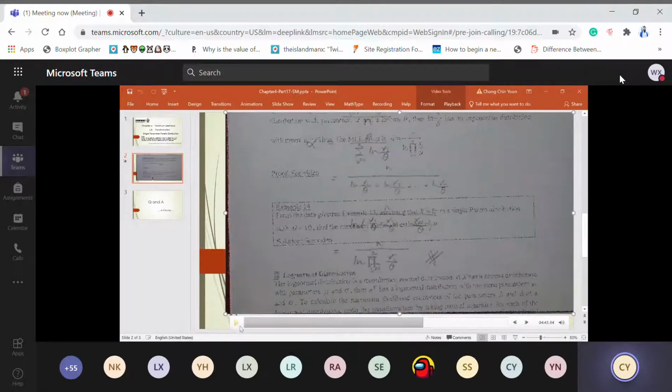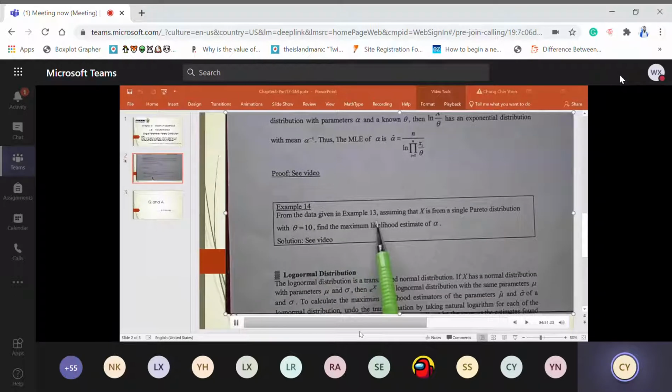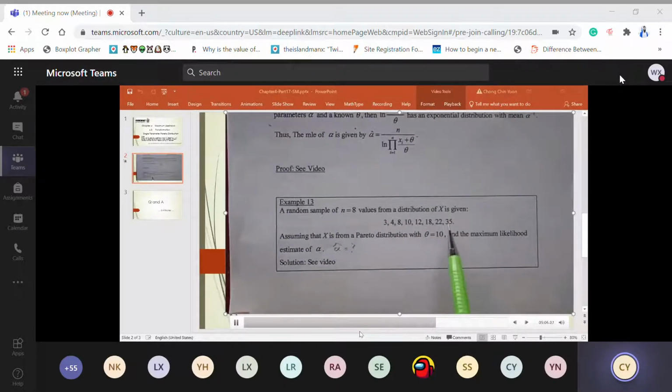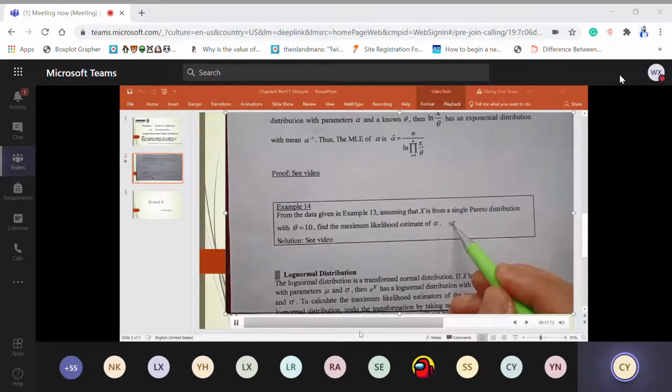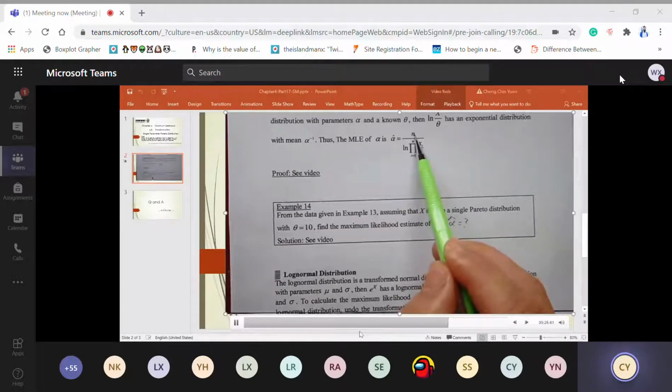So the example also I will skip. Example 14. From the data given in example 13, assuming that x is from a single parameter Pareto distribution with parameter theta is 10, find the maximum likelihood estimate of alpha. So from example 13, we have these 8 observations. And from these 8 observations here, we need to find the maximum likelihood estimate of alpha, that is to find this estimate of the parameter alpha by applying this formula where n is 8.